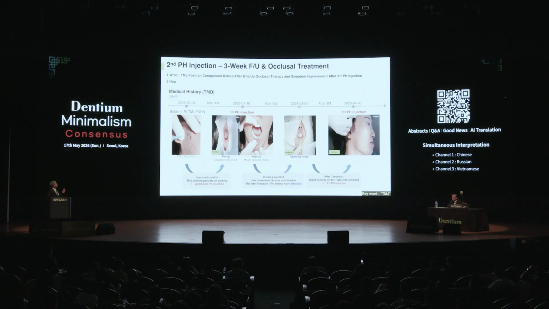So sometimes with a TMJ locking patient, we do TMJ manipulation, and after that we do prolotherapy, and we can see the patient's mouth opening became much better. So before the prolotherapy and after prolotherapy, we do check. But sometimes that is not good enough.